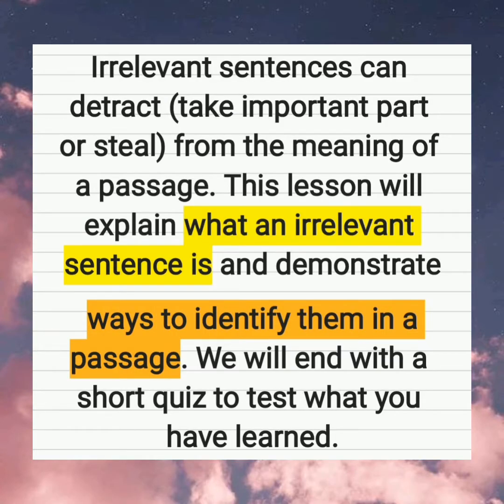So, irrelevant sentences can detract from the meaning of a passage. Detract means to take an important part or steal it from the meaning of a passage. This lesson will explain what an irrelevant sentence is and demonstrate ways to identify them in a passage. We will end with a short quiz to test what you have learned.